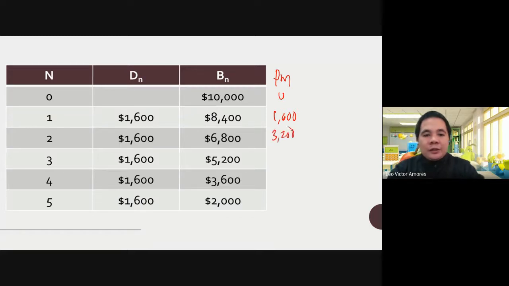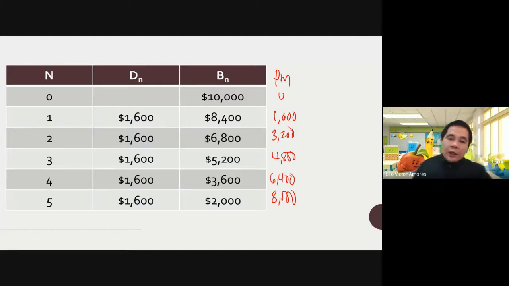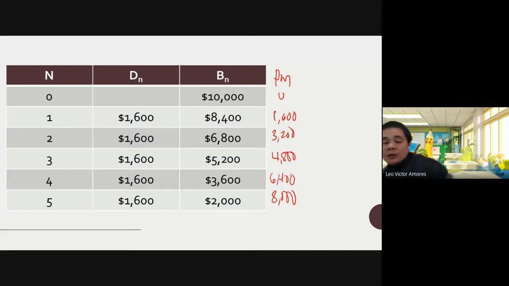3,200. Succeedingly, that will be 4,800. This is 6,400. And lastly, this is 8,000. So on your problems or on your activities, ang mga pangitaon usually was your depreciation on a yearly basis. Number 2 is your accumulated depreciation. And number 3 is the book value of the asset on a year-to-year basis.